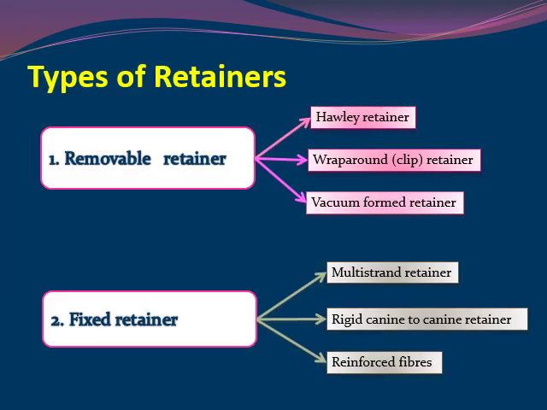Now we take the types of retainers. There are two main types of retainers that are most commonly used: removable retainer and fixed retainer. Removable retainer types include Hawley retainer, wrap-around clip retainer, and vacuum-formed retainer, while fixed retainer types include multi-strand retainer, rigid canine-to-canine retainer, and reinforced fibers. In the next slides, we will take each one in detail.